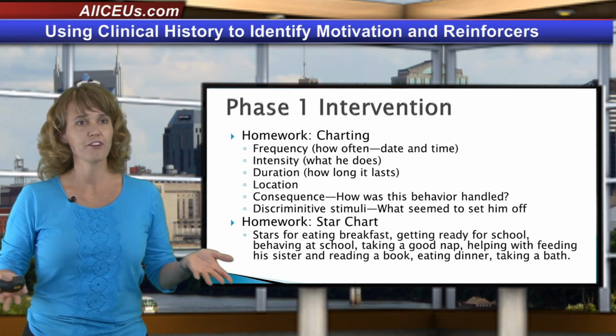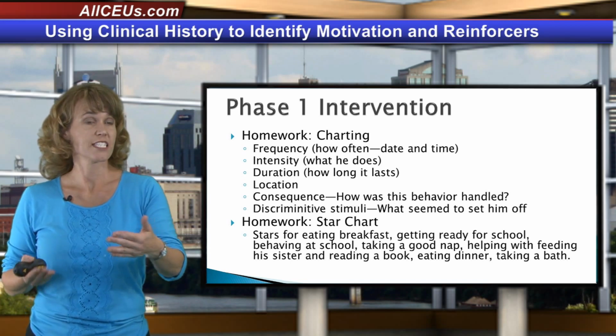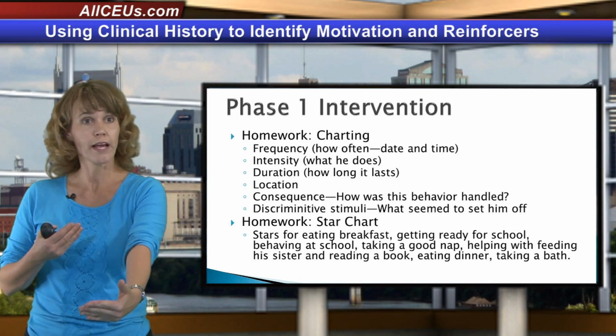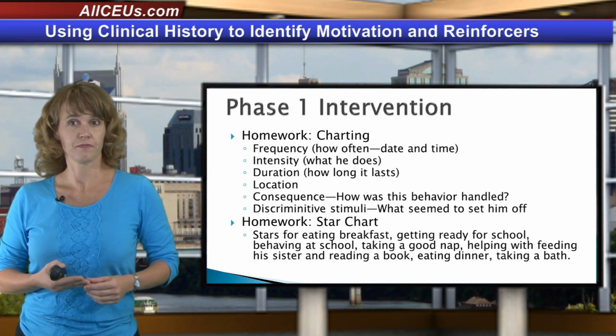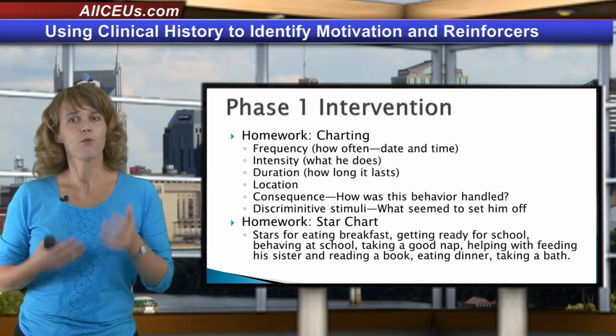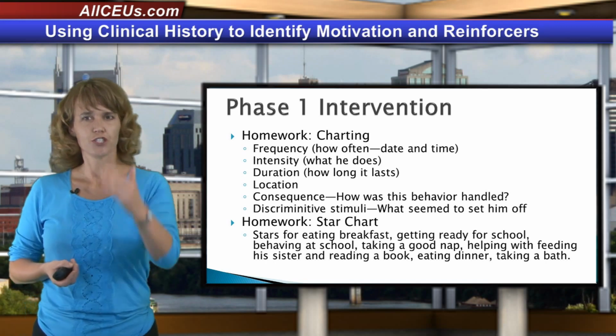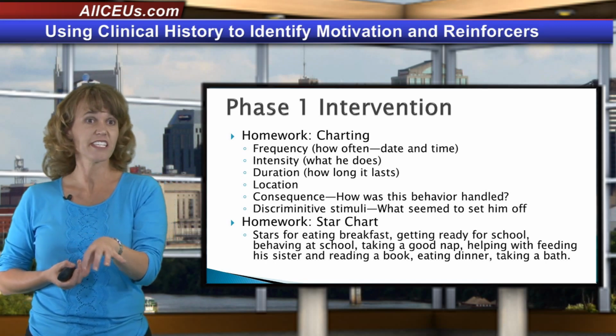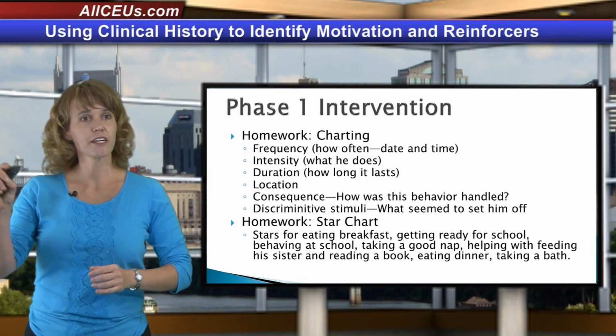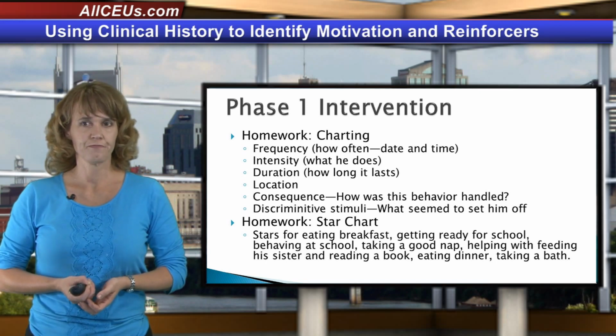Consequence. How was the behavior handled? What did you do? Because then we're going to look and see if we're still rewarding that behavior. And discriminative stimuli. What seemed to set him off? So each time he acts out, she's going to fill in a worksheet with all these things, and then I'll chart it when she brings it back to me.